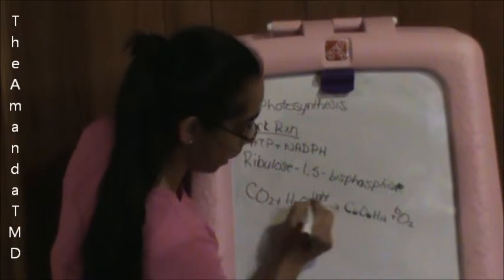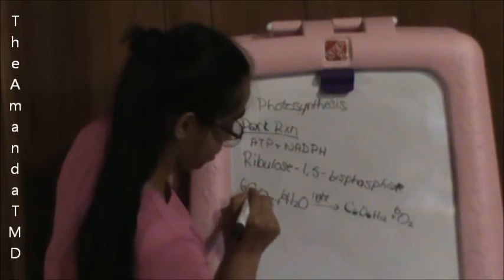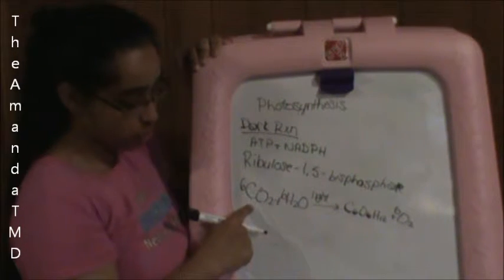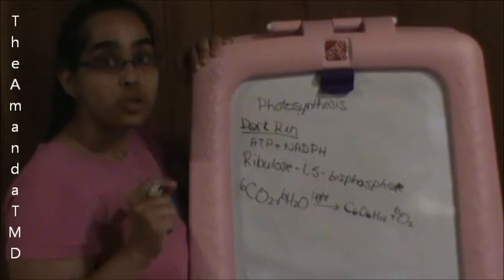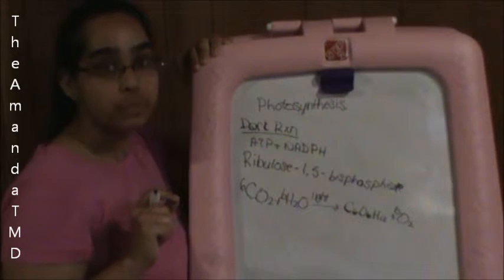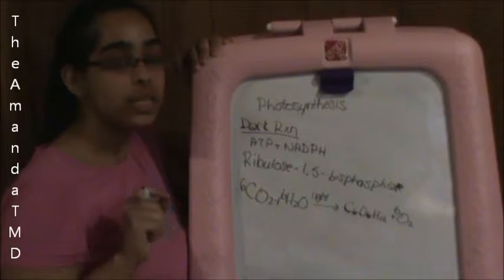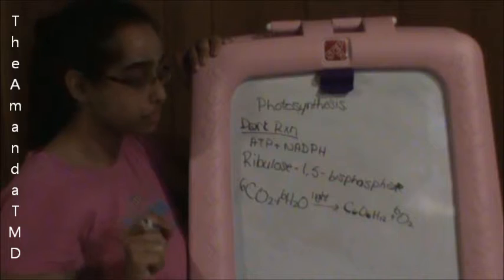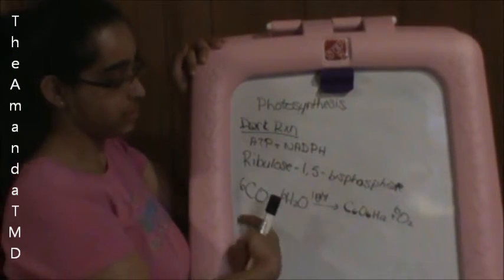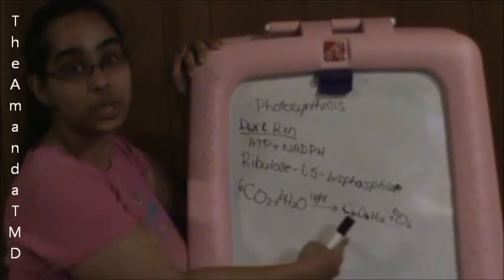I'm just going to quickly balance this. There's a 6 here and a 6 here, which makes sense, because each cycle absorbs 1 carbon dioxide molecule. Okay? And I mentioned that the cycle has to run 6 times in order to give you 1 glucose molecule. Okay, so this is your photosynthetic equation.